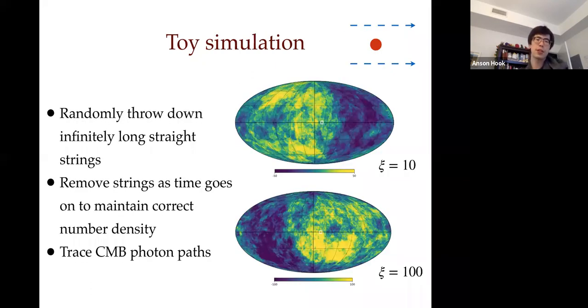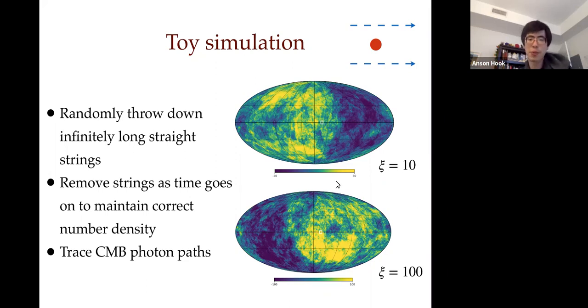What we also did was these toy numerical simulations, which are very different from the real simulations and also different from the toy analytics. Namely, we threw down an infinitely long straight string and said it's going to sit there forever. Then as time evolved, we slowly removed them to reproduce having a fixed number of strings per Hubble patch. As Hubble expanded, we had to remove strings to make sure we still had the same number of strings per Hubble patch. And through this really coarse toy simulation, we've shown the CMB.